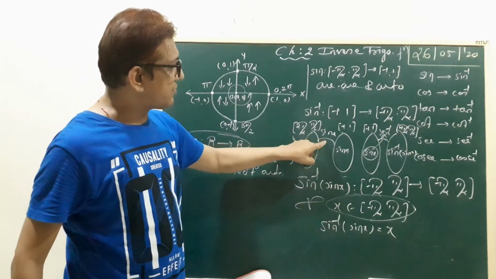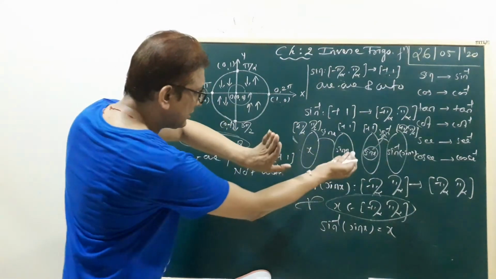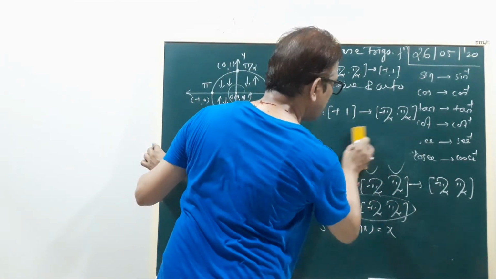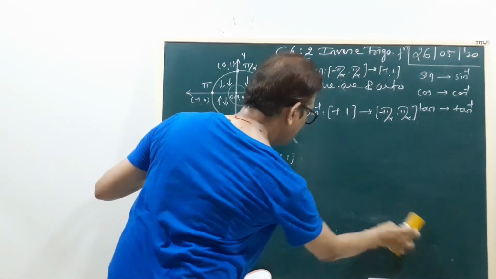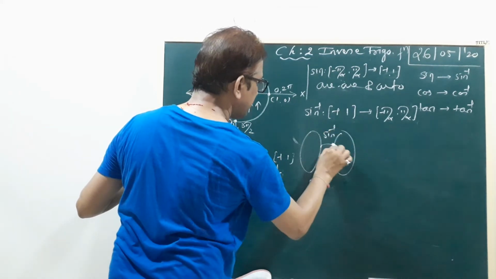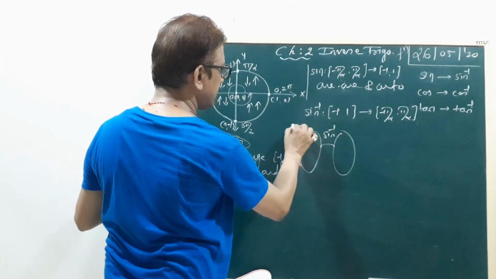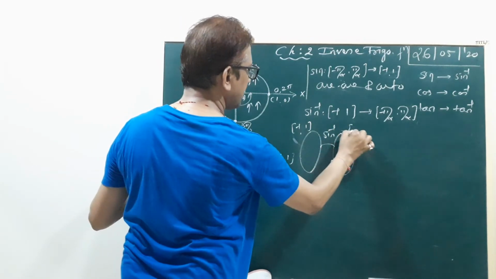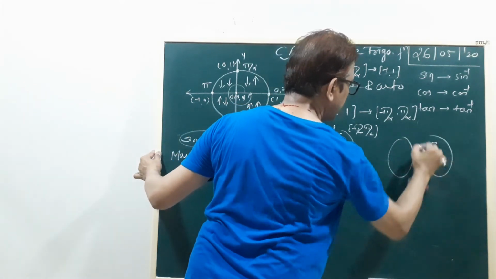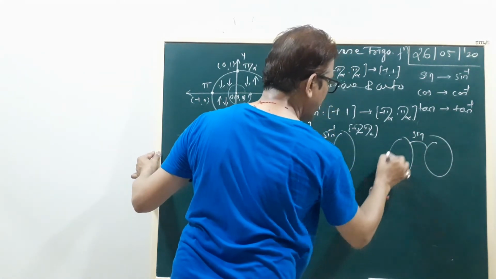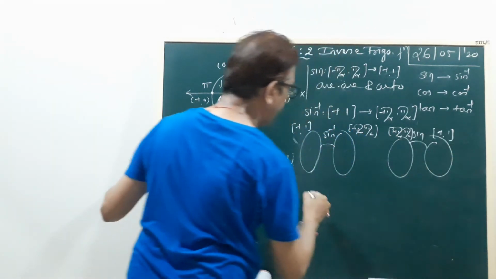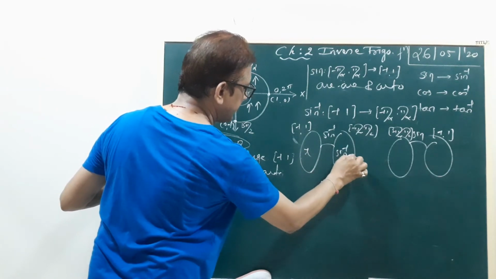Because we took sine x first and sine inverse second. Now reverse: sine inverse we take first. Look, we erase it. Now first one, sine inverse. So sine inverse goes from minus 1 to 1, and here minus pi by 2 to pi by 2. Okay. Now sine. So minus pi by 2 to pi by 2, to minus 1 to 1. X and sine inverse x.